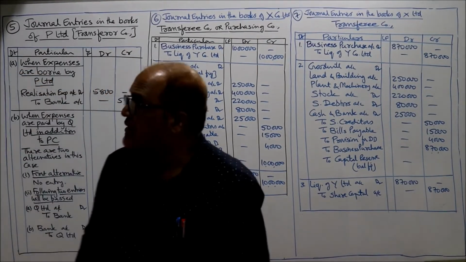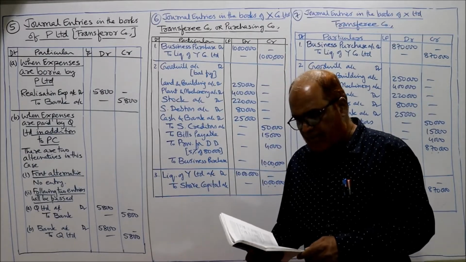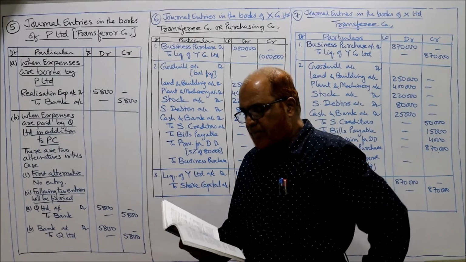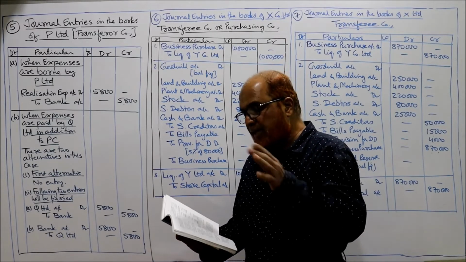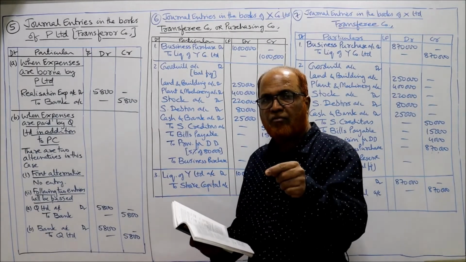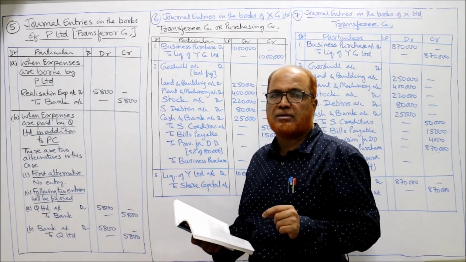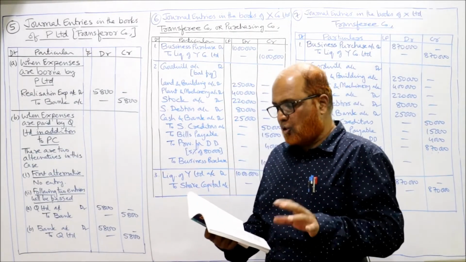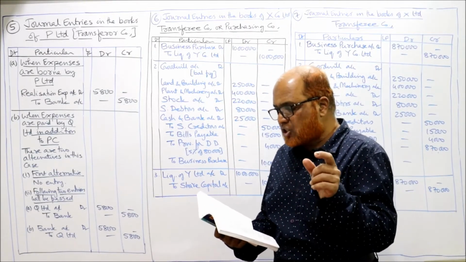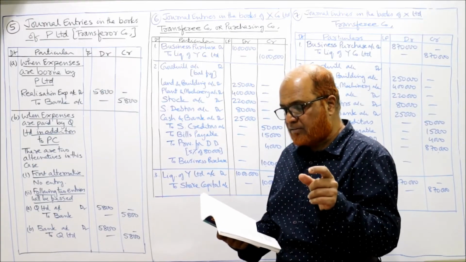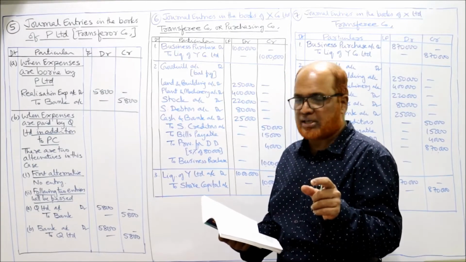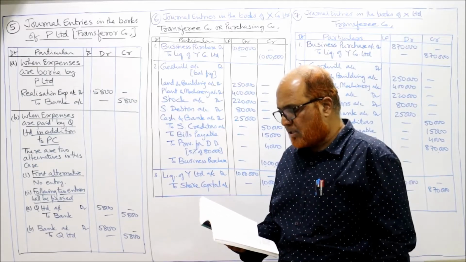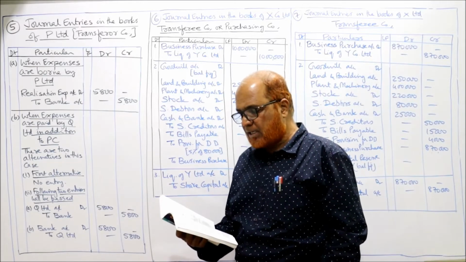Now we'll start problem number 5. 4 problems we have completed. 5th problem, you see, P Limited was absorbed by Q Limited. That means P Limited is the transferor company, vendor company, and Q Limited is the transferee. The realization expense of P Limited amounted to 5,800. Give journal entries in the books of P Limited in each of the following cases.